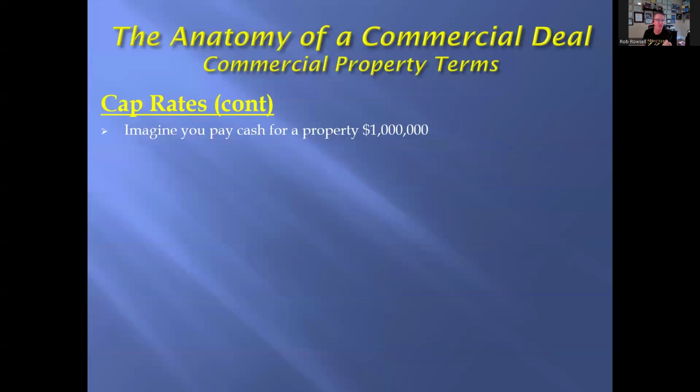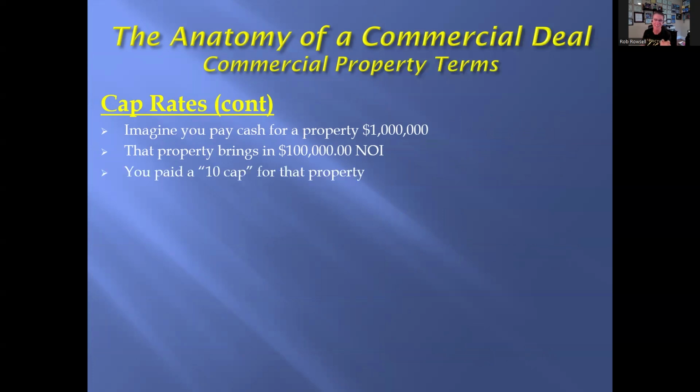So imagine you pay cash for a property. You pay $1 million cash. And that property brings in $100,000 net operating income, the way I just described it, before debt service. Debt's not included in that, just 100K. I'm just using easy numbers for easy math. That property would be a 10 cap. Now, you're probably not going to spend cash on it. You're probably going to have debt. But we take debt out of the equation when we're trying to figure out the cap rate, based upon the income and the value. Okay, so that would be a 10 cap.